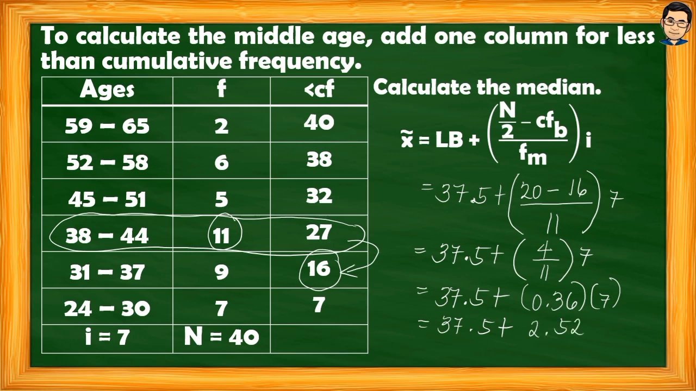So, yung last step po natin, i-add lang po natin yan. So, 37.5 plus 2.52, ang sum na makukuha po natin is 40.02. So, ibig sabihin, yung middle age po na hinahanap natin is 40.02. Okay, so pwede naman natin yung i-round down, magiging 40. So, the nearest whole number, 40. Ibig sabihin, yung middle age is 40.